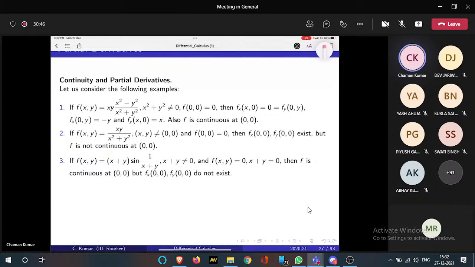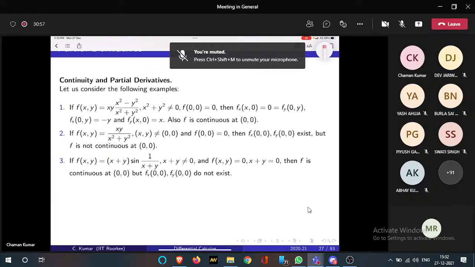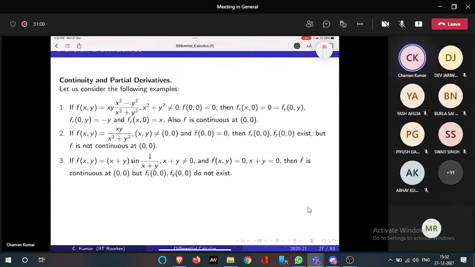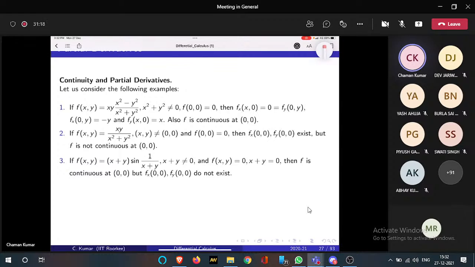Now, continuity and partial derivatives. So if I say, let us consider a function of one variable, okay? And if I say that the function is differentiable, can you say that the function is continuous? Yes or no? Yes, sir. Yes.